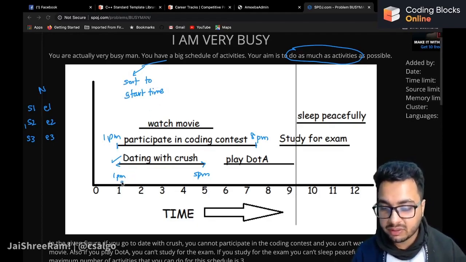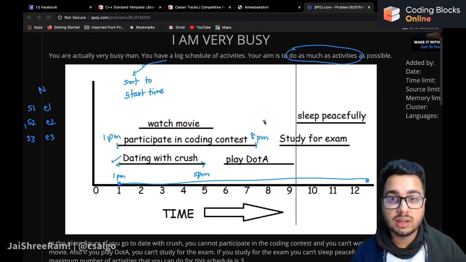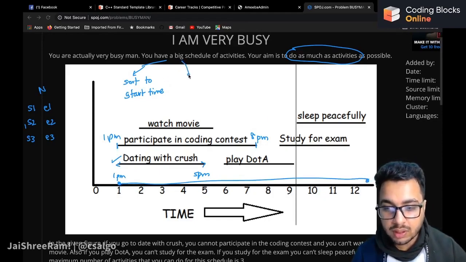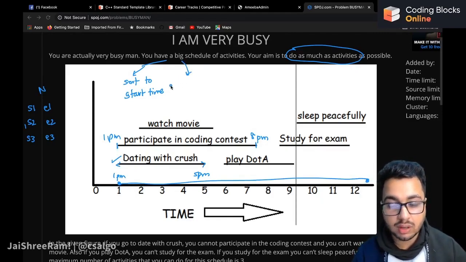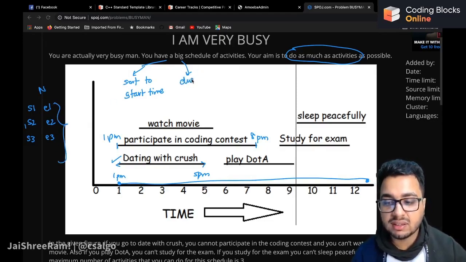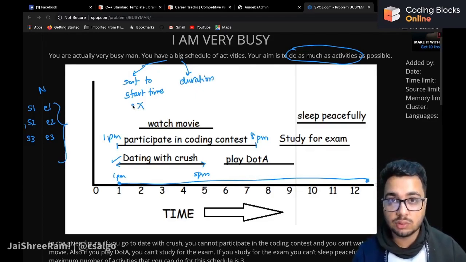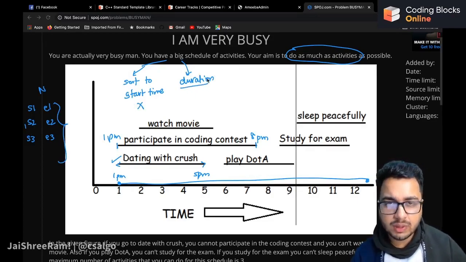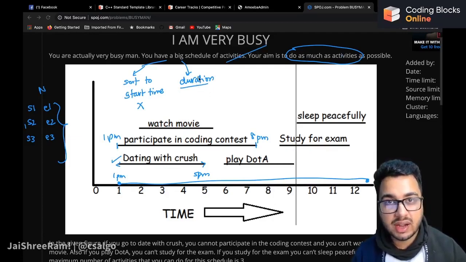No, because it's possible that there is an activity that starts at 1 p.m. and ends at 12 p.m. So we should also focus on how long the activity is. Maybe we can sort all the activities according to the duration. That is another idea. So start time definitely is not the useful thing. Duration, so let's pick those activities that take 1 hour or 30 minutes or 20 minutes to complete. But is it the right thing to do?